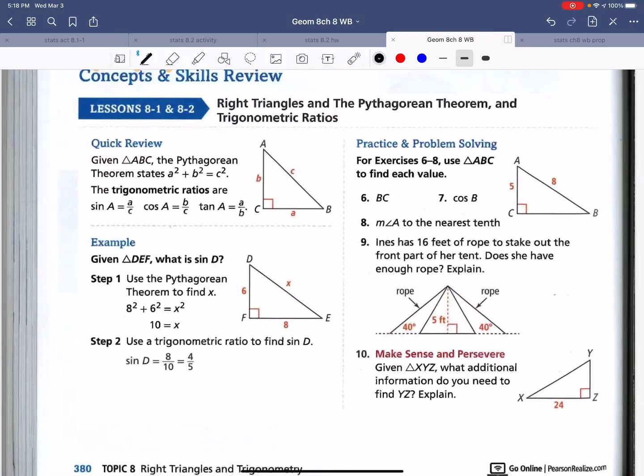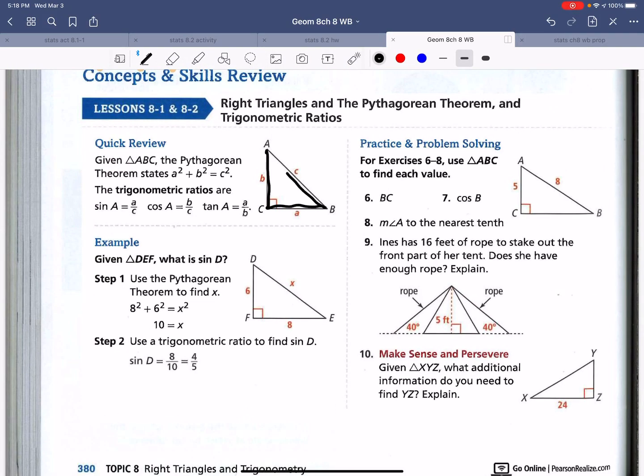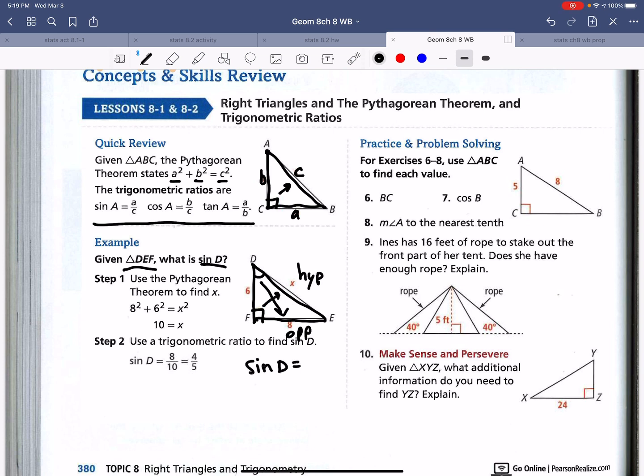It says, given this right triangle, and they've listed the sides, we know that a squared plus b squared has to be c squared because c is our hypotenuse. These are our trig ratios. So they're saying, given you have this triangle, what is the sine of d? So if d is our reference angle, this would be our opposite, and this would be our hypotenuse. So the sine of angle d is opposite over hypotenuse. So the sine of angle d is 8 over x.